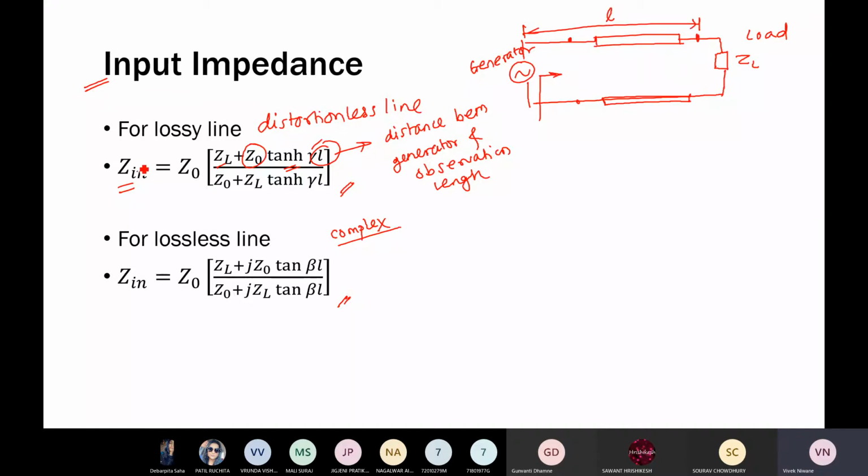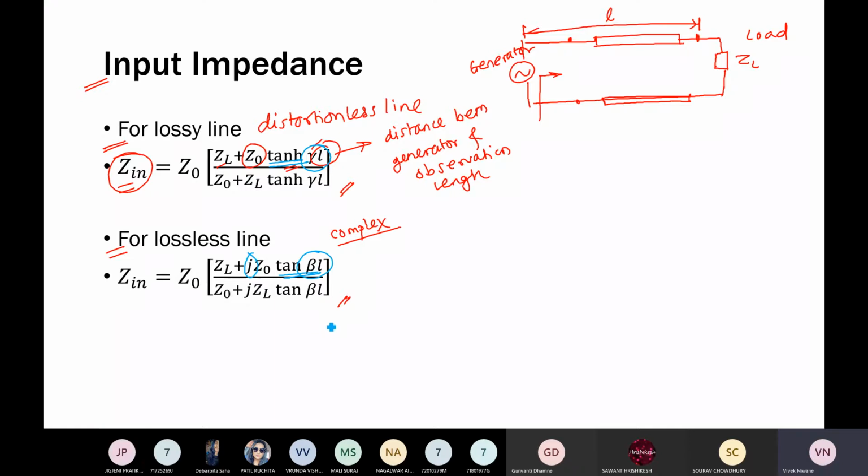So we can calculate Zin, that is the input impedance, consisting of the reactances. For a distortionless or lossy line and for a lossless line we do have two formulae, and you can observe a little change in the formula. Over here we do have the complex term j, and we have tan and not tanh. Instead of gamma L, we have beta L over here, that is your phase constant. You need to remember and memorize.